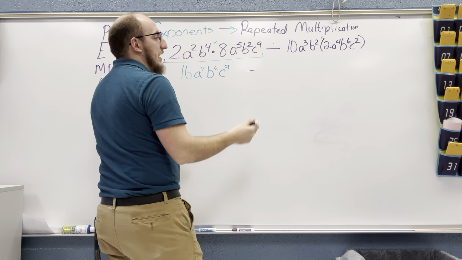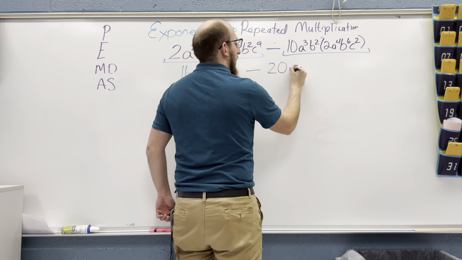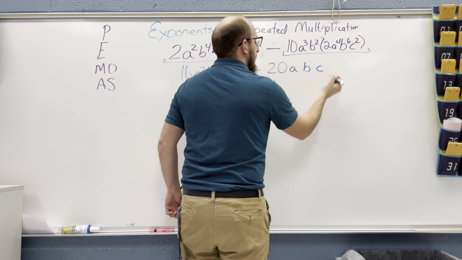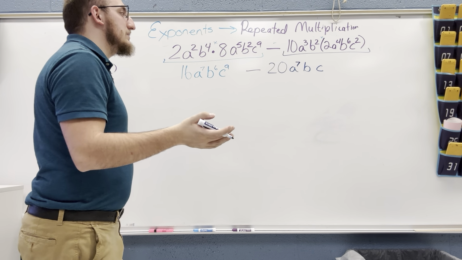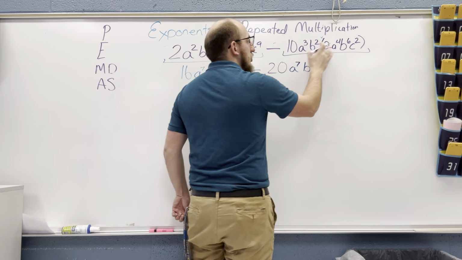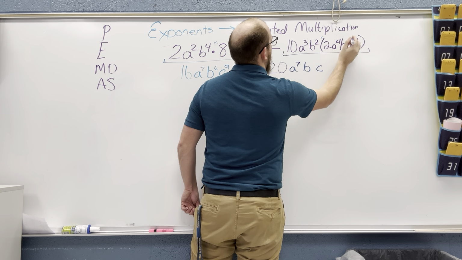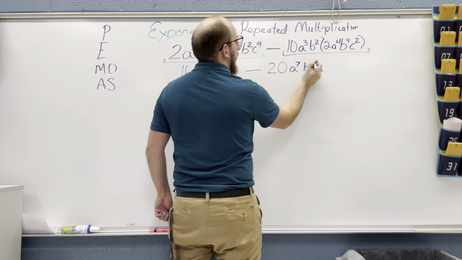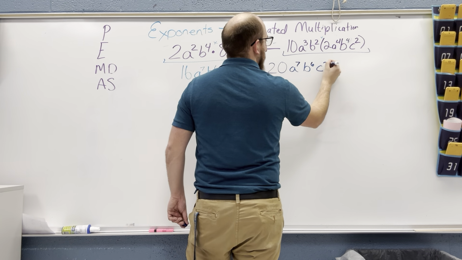And I'm doing my other side. My other side, I have the same thing. I have 10 and 2, which makes 20. And then I have A's, B's, and C's. I have 3 A's and 4 A's, which make 7 total. Remember when we multiply variables with the same base, we add the exponents. And I have 2 and, I know I put 6 there, I meant to put a 4. 2 and 4, which makes 6. And then I have C2, which goes along.